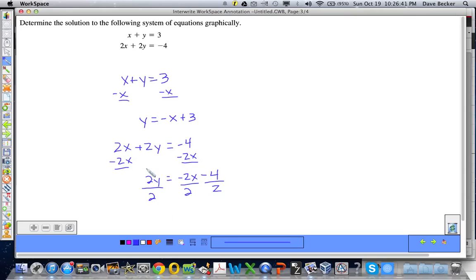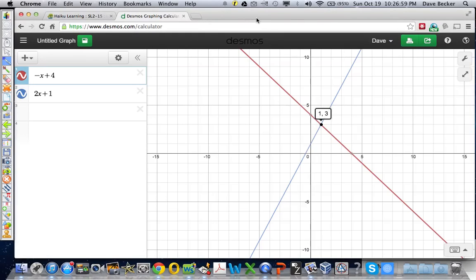And I'm left with y equals negative 2 divided by 2, which is a negative 1, negative x. Negative 4 divided by 2 is a negative 2. Okay, so I'm going to graph these. I'm just going to graph them on one calculator. I'll do Desmos, and then next time I'll do the Inspire.